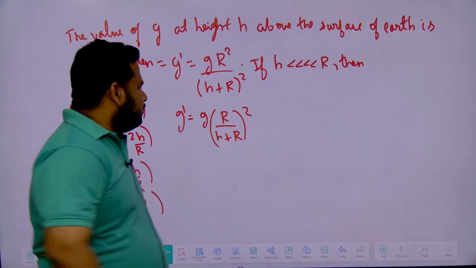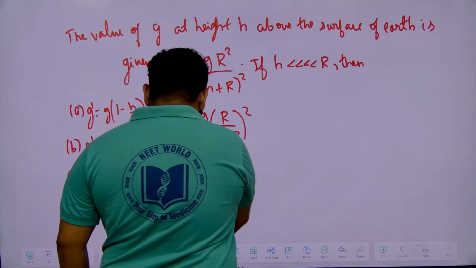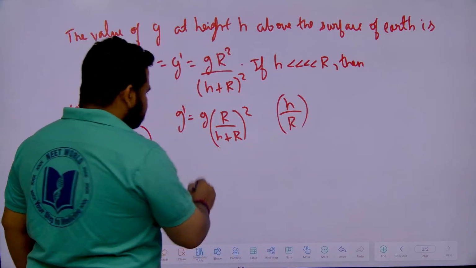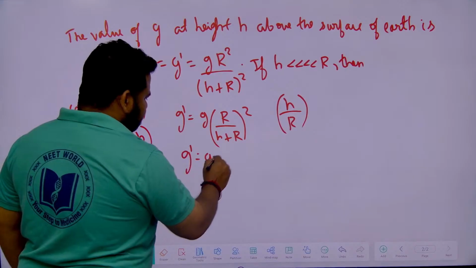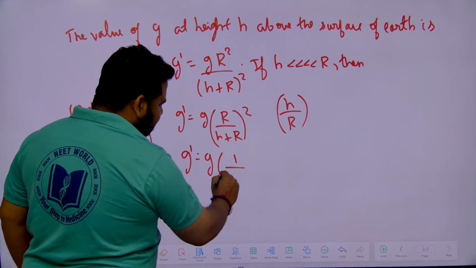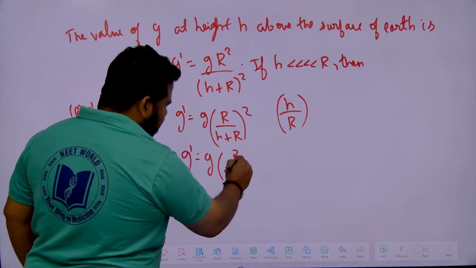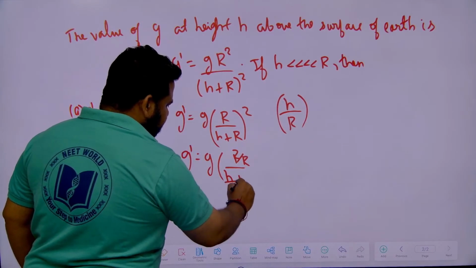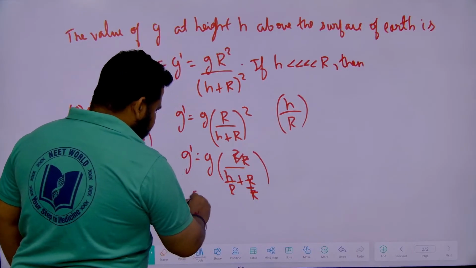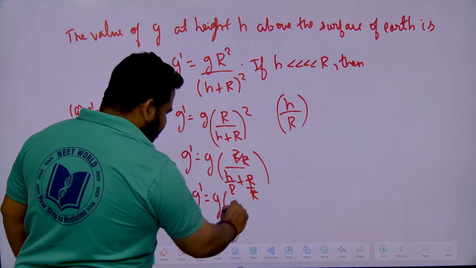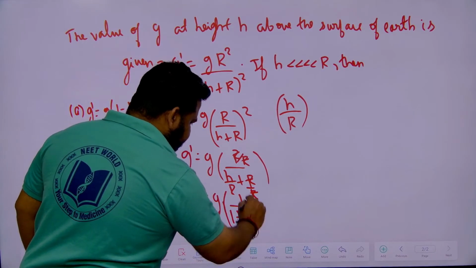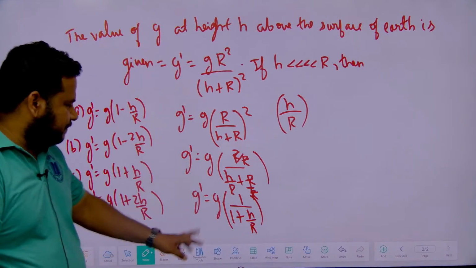Here it will become H by R. Okay, H by R will be a very low value. So G dash is equal to G into what I will get? R by R will be 1. Let me write the steps. R by R, this will be H by R plus this will be R by R. So see here, it cancels, and I will get G dash is equal to G into 1 by 1 plus H by R.